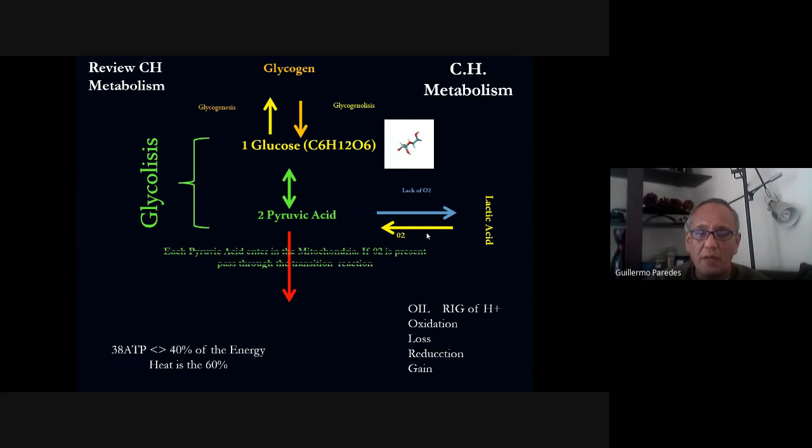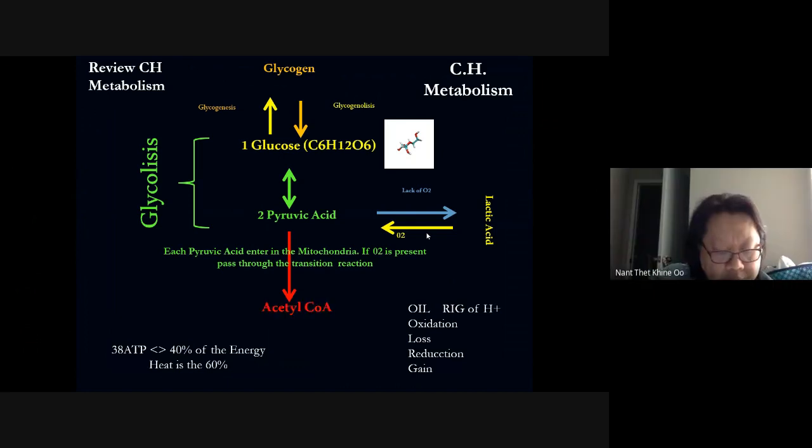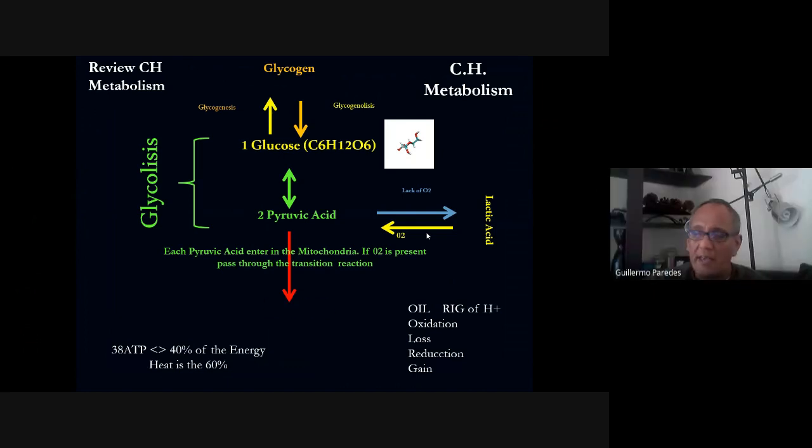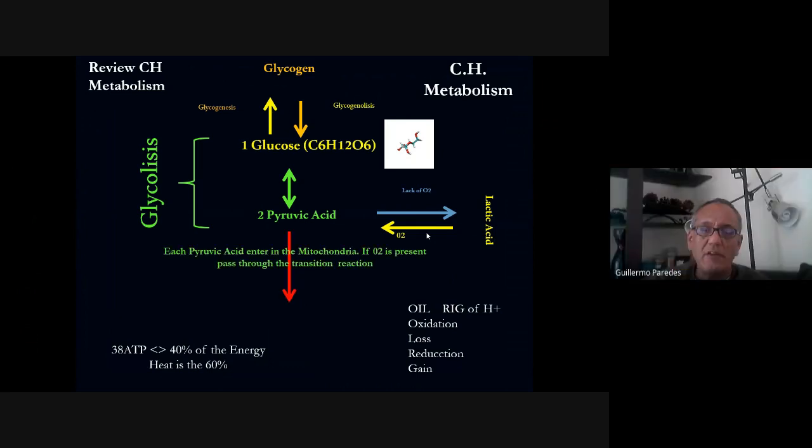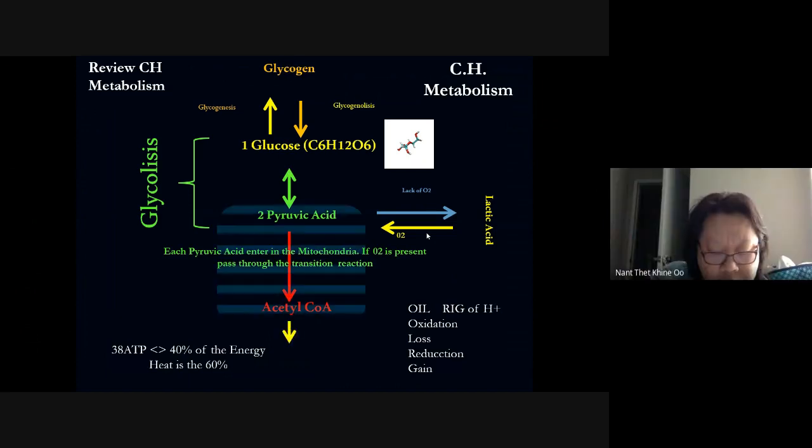Then we have what? It's going to produce what? Everybody, please tell me. Acetyl coenzyme A. Acetyl-CoA, excellent. This arrow indicates what? Only one reaction. Irreversible. Excellent. And then the acetyl-CoA is going to go where? To the Krebs cycle.